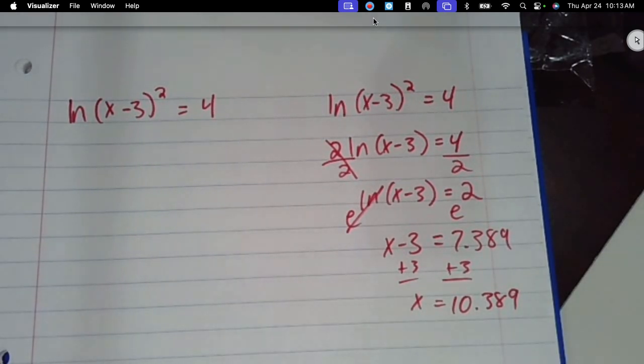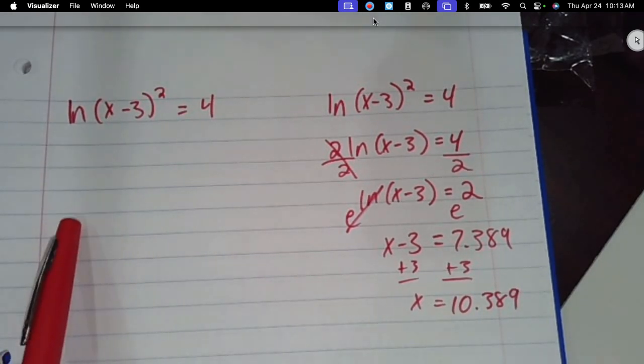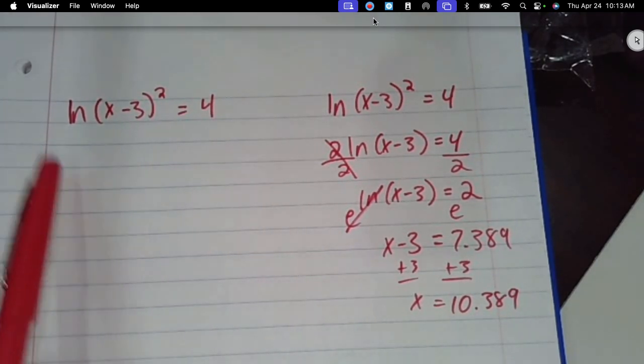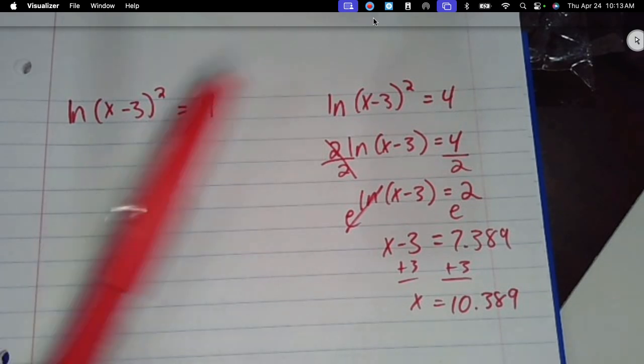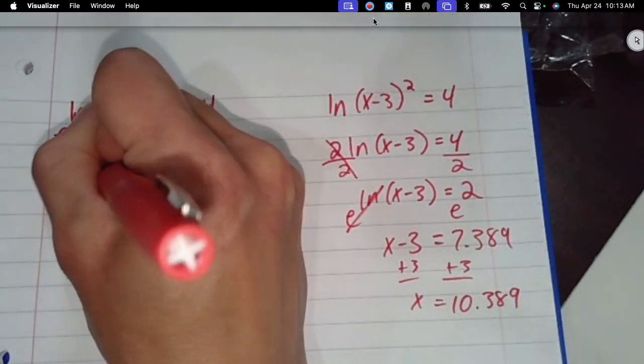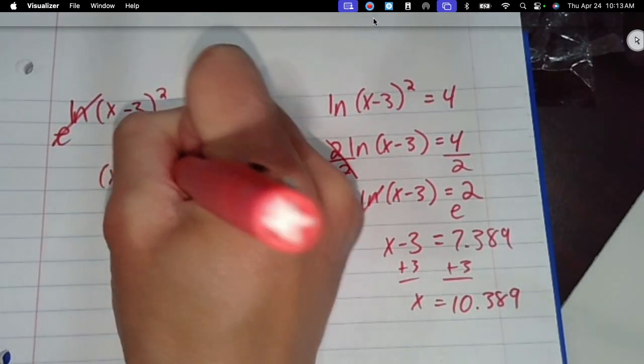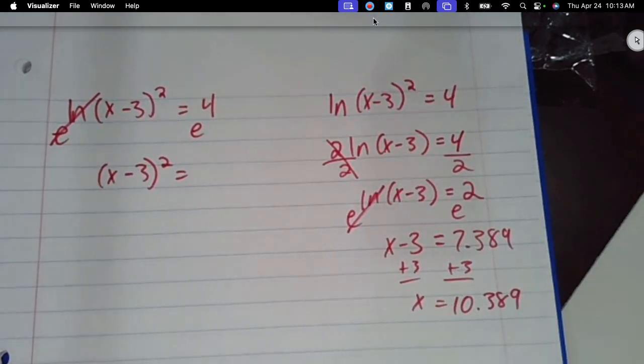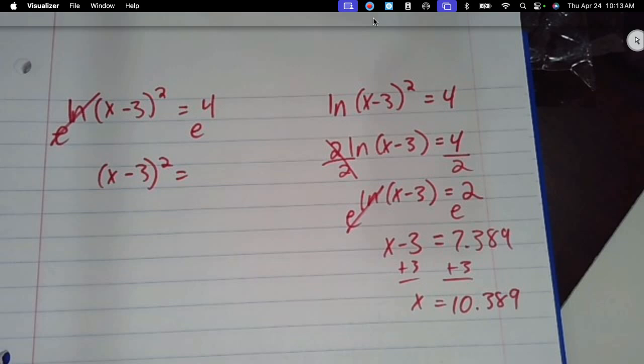Now, the problem... Oh! You wouldn't have known to do this, though, by doing that. Okay, so this causes a problem, and I'll show you why. Let's come over here and try it my other way. How do I get rid of the natural log? E. So e to the 4th power. So I get x minus 3 squared. What is e to the 4th?